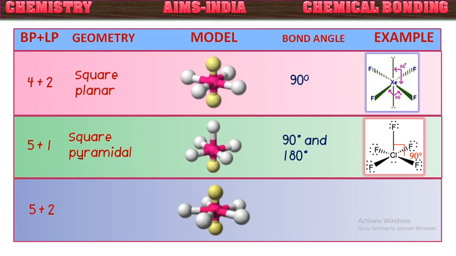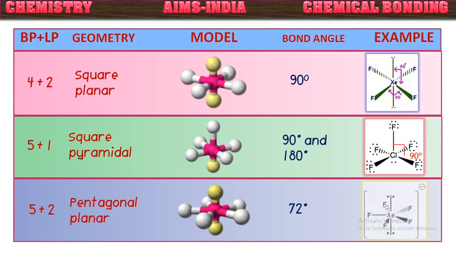Next, the molecule with five bond pairs and two lone pairs. This is pentagonal planar. All five bonded pairs will be in the same plane along with the central atom. The lone pairs will be above and below the plane. So the bond angle will be 72 degrees. An example for this kind of molecules is the xenon pentafluoride ion.